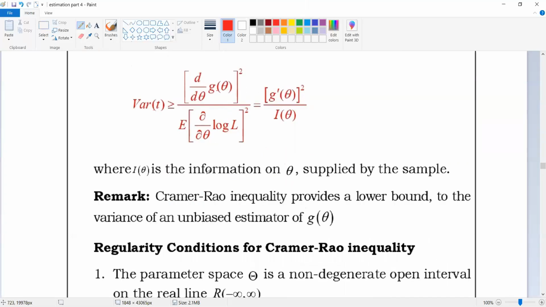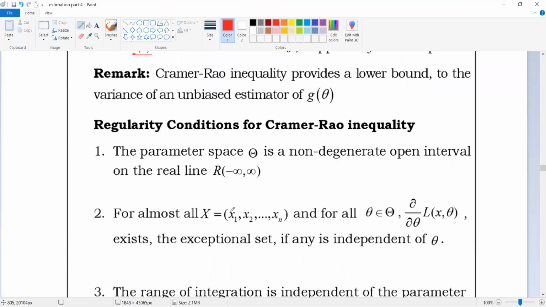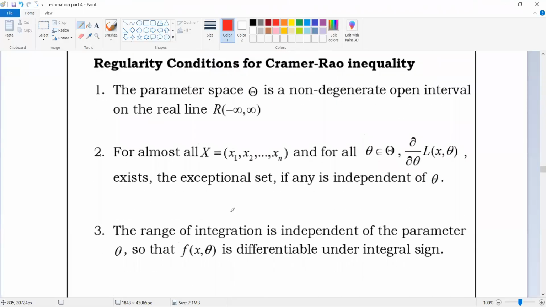So I of theta is very, very important. It's a direct question from the examination point of view. What is I of theta? Fisher's information about parameter theta supplied by the sample. So Cramer-Rao inequality provides a lower bound to the variance of an unbiased estimator of g of theta. That is the importance. So we have some regularity conditions.